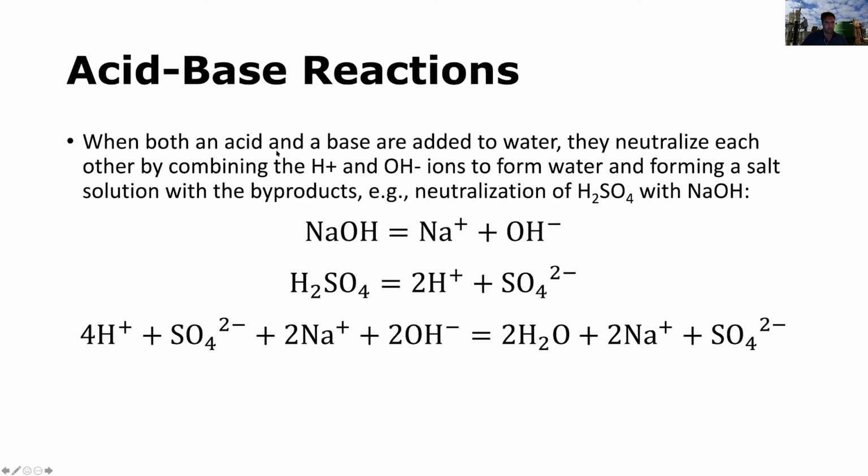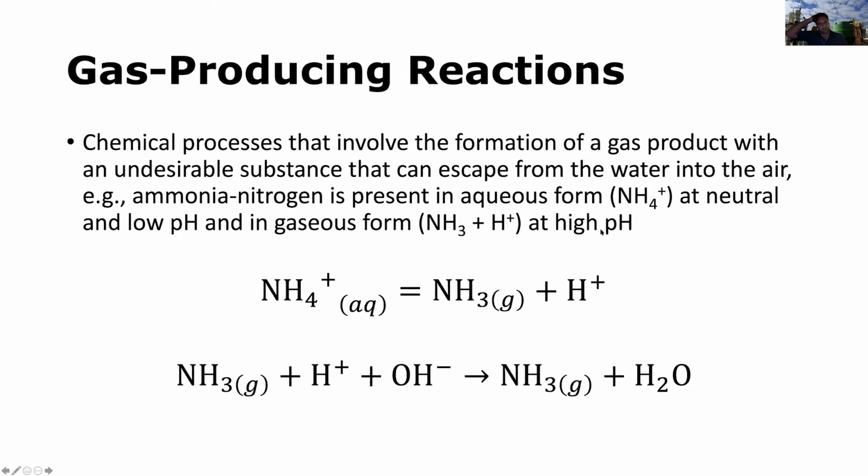Acid-base reactions are when both an acid and a base are added to the water. They react with each other to neutralize by combining the H plus and the OH minus ions to form water, and also forming a salt solution with the byproducts. So for example, the neutralization of sulfuric acid with caustic soda would be an example of an acid-base reaction. A gas-producing reaction is when we have a chemical process that involves the formation of a gas product, for example, with an undesirable substance that will escape from the water and into the air.